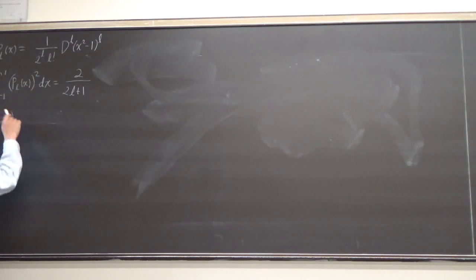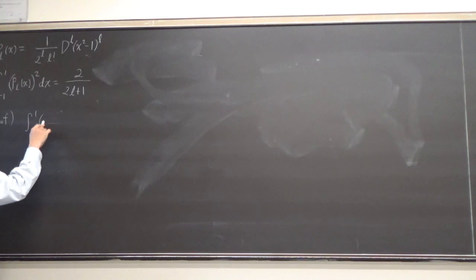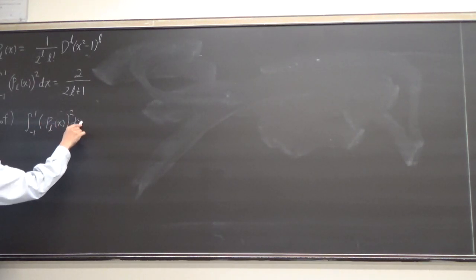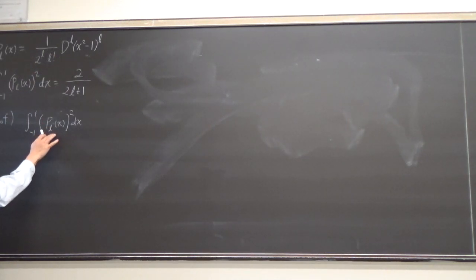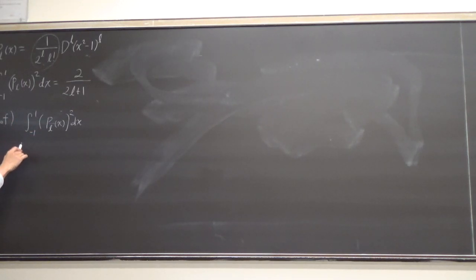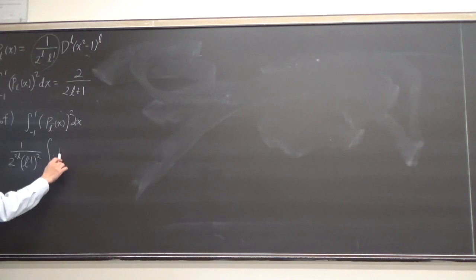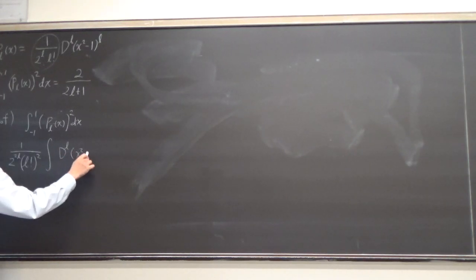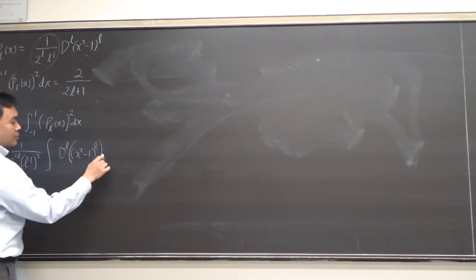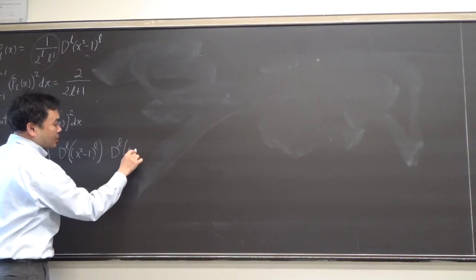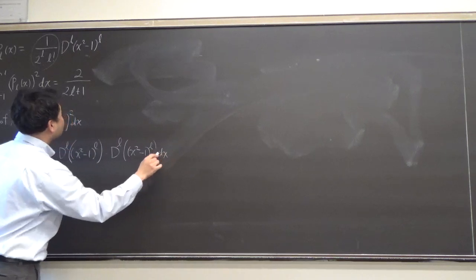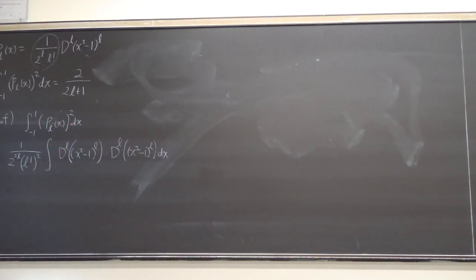All I'm going to do is start from this side, and I'm just going to stick this in here. If I stick this in here, these coefficients are the same, so I can take the square of this coefficient and move it outside the integral, and it's going to be 1 over 2 to the 2L, L factorial, squared. And then we have the Lth derivative of x squared minus 1 to the Lth power times the Lth derivative of x squared minus 1 to the Lth power dx. Where capital D means differentiation by dx, right?